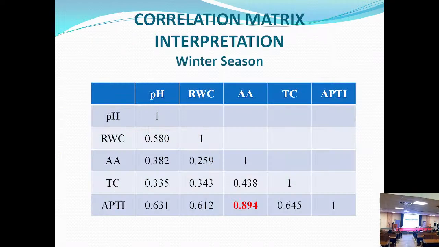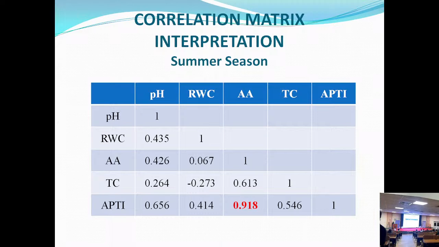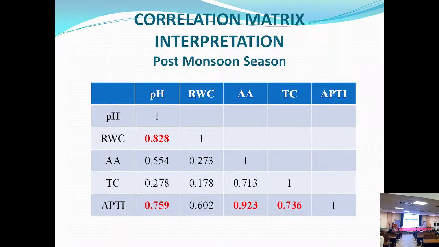Here you can see the correlation matrix between the parameters. The highest significant correlation coefficient is seen between APTI and ascorbic acid in the winter season, that is 0.89. Here also the highest correlation coefficient is seen between APTI and ascorbic acid in the summer season. Next. In the post-monsoon season, you can see a higher coefficient between APTI and ascorbic acid.